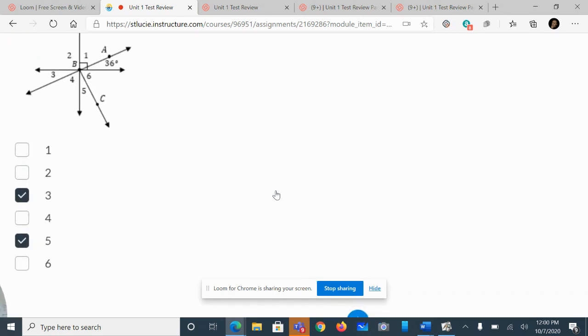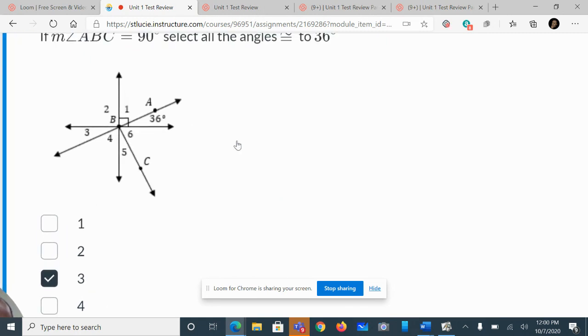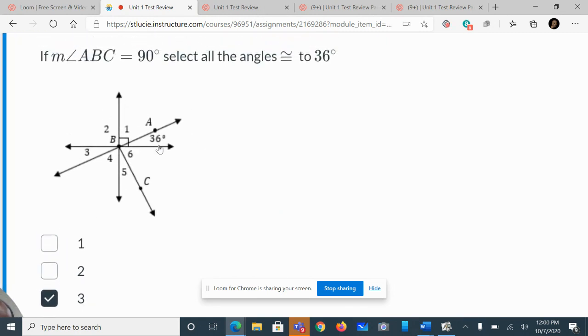This one's nice. The way you look at it is you've got to use some logic. If this is 36, I know angle 3 has to be 36. I know that this whole angle here is 90. So 36 plus angle 1 is 90. So go 90 minus 36, which is 54. So angle 1 is 54.